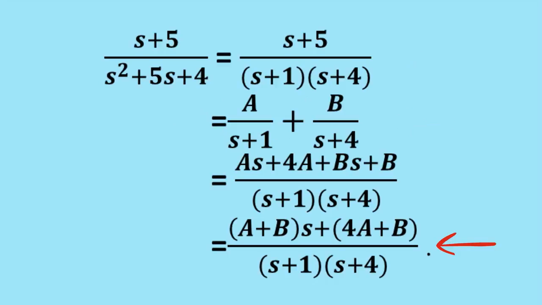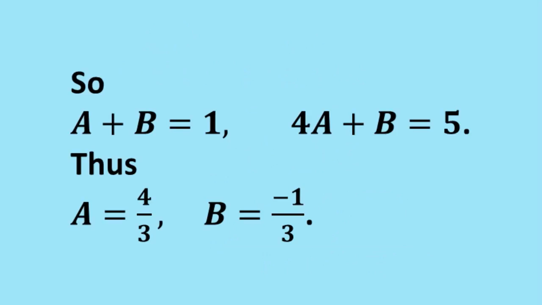And obviously here we've got a plus b times s, and on the left hand side we've just got 1 times s, so a plus b must equal 1. And we also know from here that 4a plus b must equal 5. So we have two unknowns and two equations, and so we can easily solve it. We get a equals 4/3, b equals negative 1/3.